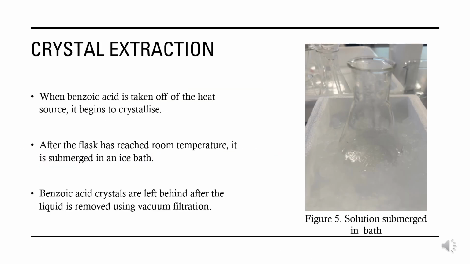Crystal extraction. When benzoic acid is taken off the heat source, it begins to crystallize. After the flask has reached room temperature, it is submerged in an ice bath. Benzoic acid crystals are left behind after the liquid is removed using vacuum filtration.